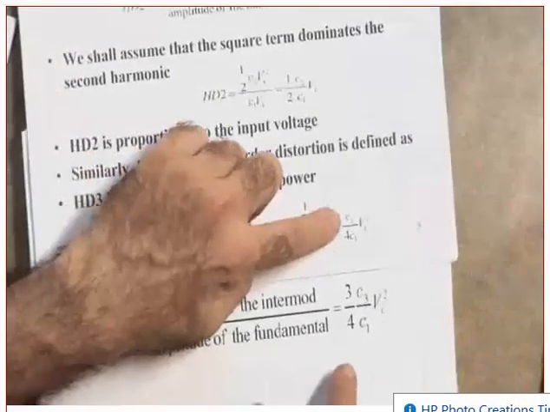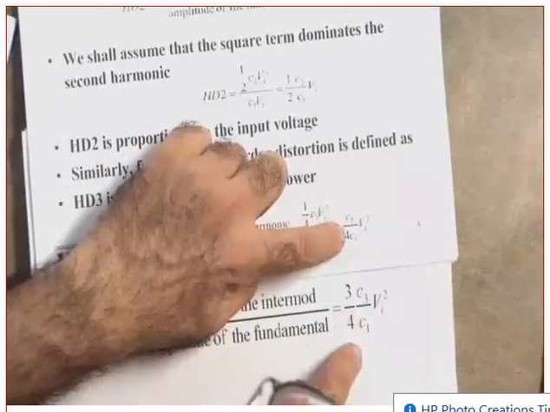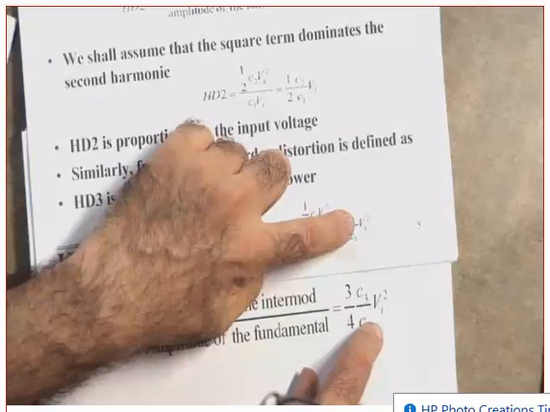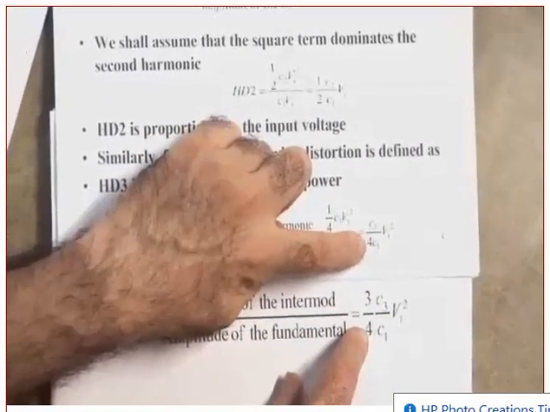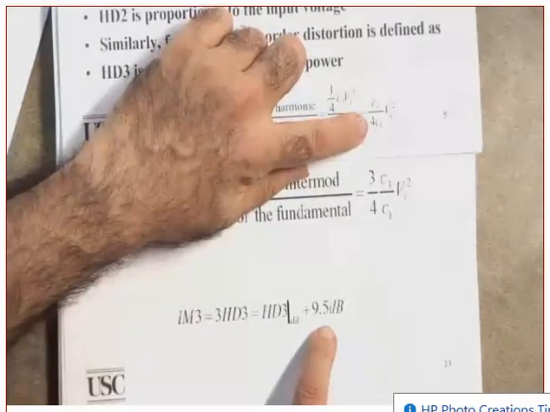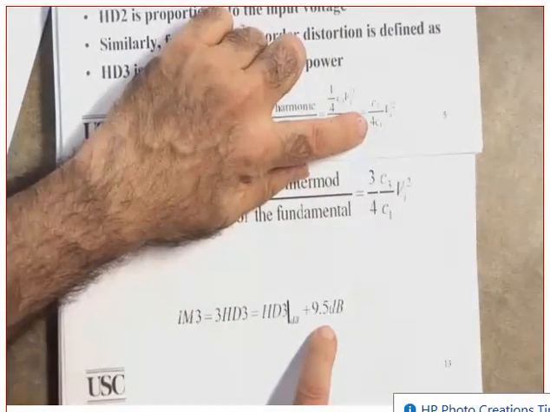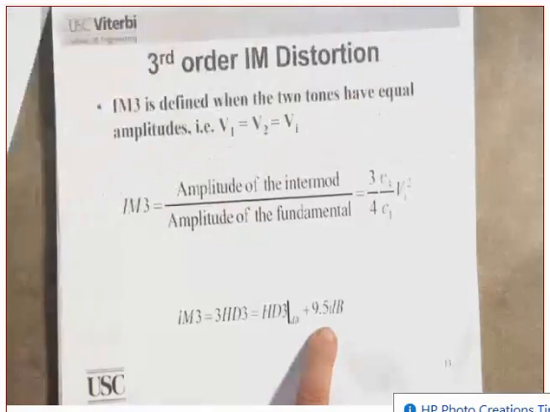This with this. C3 is this C3. C1 is this C1. VI square is this VI square. This one is what? 1/4. This one is what? 3/4. Yes? What is this? That's 20 log 3. Very good. That's 20 log 3. Did you get my point or not?